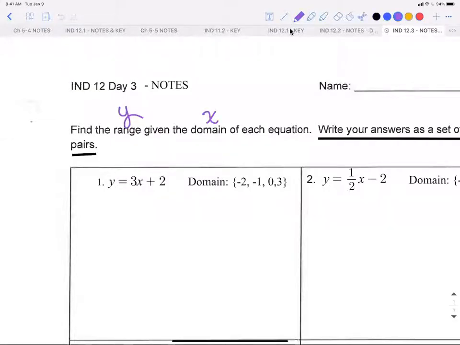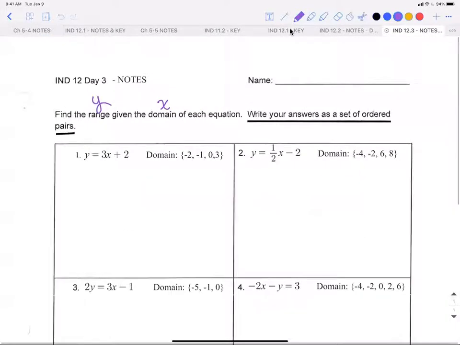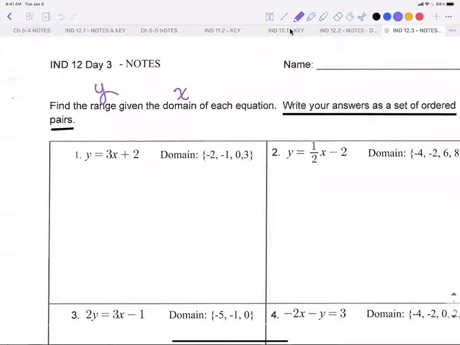All right, so for 12.3, this is what we didn't get to yesterday in class. This should be in your notes packet on the very last page of the notes packet that I handed out yesterday. All right, so where it says find the range, given the domain, anywhere you see the word range, you need to think y's. Anywhere where you see domain, you need to think x's. So find the y's given the x's is basically what this means.